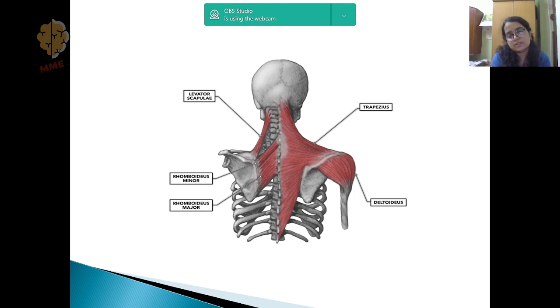Trapezius, you can see it has a conjoint insertion here. You can see that it is inserted onto the acromion process. This is the spine of the scapula, so upper lip of the spine of the scapula, crest, and then acromion process, medial or upper lip, and then here it will be attached or inserted to the lateral one third of the clavicle.